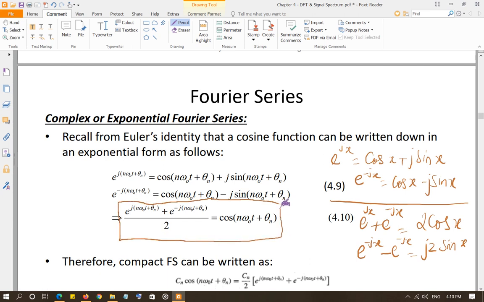So remember, in the compact Fourier series, you have cosine of n omega naught t plus theta n. So if you want to convert cosine of n omega naught t plus theta n into an exponential function, for the exponential Fourier series, then it will simply be, using Euler's identity, e to the power j(n omega naught t plus theta n) plus e to the power negative j(n omega naught t plus theta n), divided by 2, using this right here. Got it?